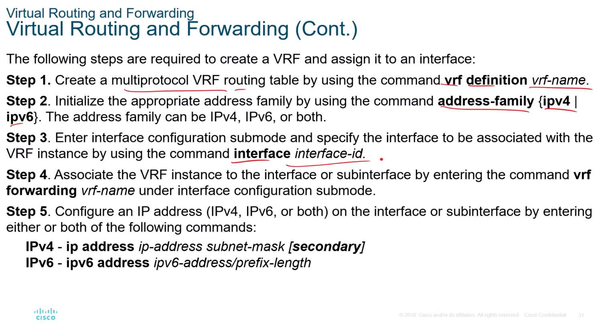Next, associate the appropriate VRF instance to the interface or subinterface by entering vrf forwarding and giving it a name, which will be done through that submode. Next would be the configuration of an IP address, either IPv4 or IPv6, on the interface or subinterfaces by entering either the IPv4 address and subnet or the IPv6 addressing, along with the secondary keyword if needed.